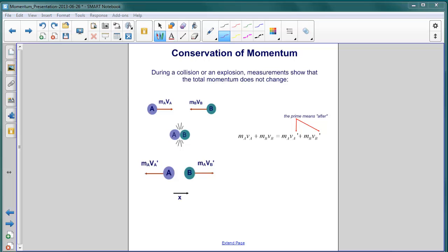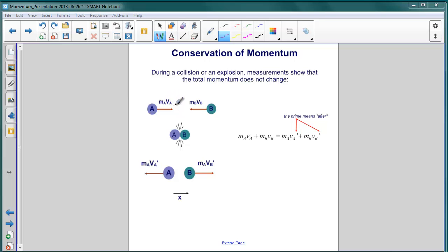During a collision or an explosion in an isolated system, measurements confirm that the total momentum doesn't change. If you look here at the diagram on the left, we see two objects approaching each other, colliding and coming apart.